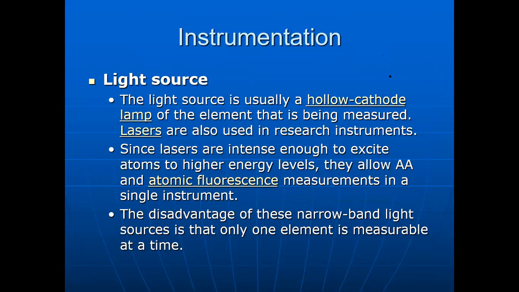So overall, students, this is very interesting. Coming to the instrumentation, we can see the light source. Very first, we are talking about spectroscopy. Always when we talk about spectroscopy, we have to know it is completely a light source. The light source is usually a hollow cathode lamp. Remember, students, in most of our instruments we use a hollow cathode lamp of the element that is being measured.